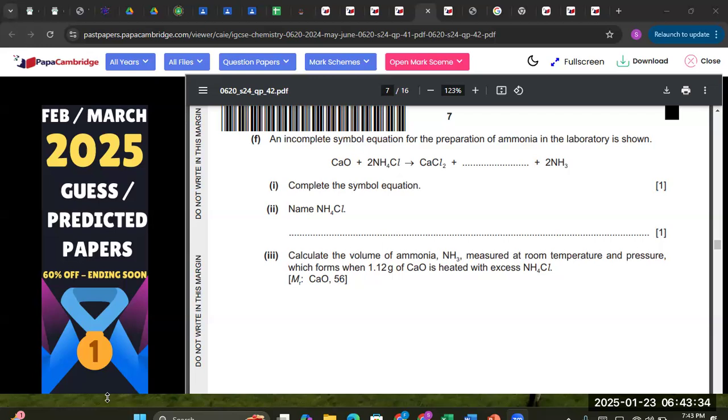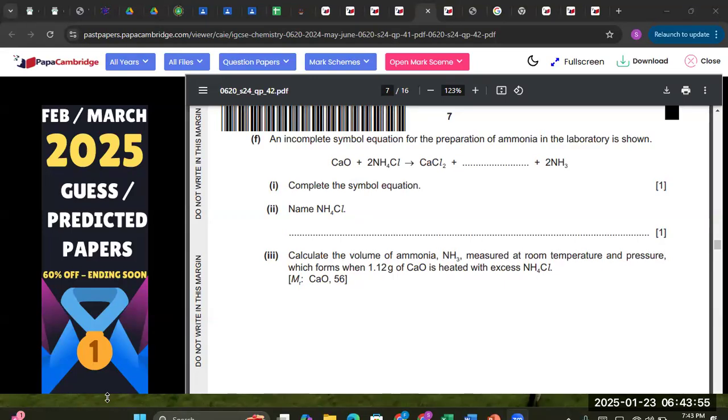I think it would be H2O. Yes, good job, right? So oxygen is not a part of the product, so oxygen is definitely going to be part of this product. And if you look at the balancing, you'll notice two hydrogen are not balanced in the products. So H2O, right? This is how you figure it out.